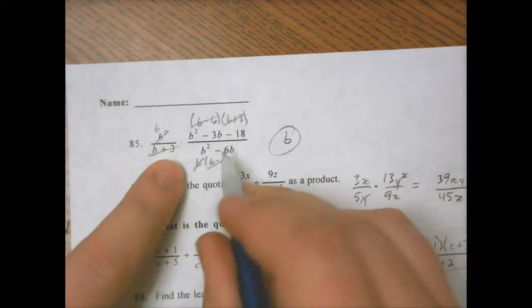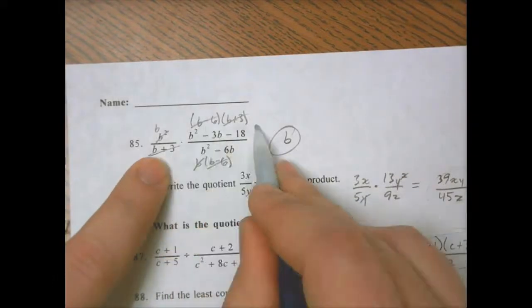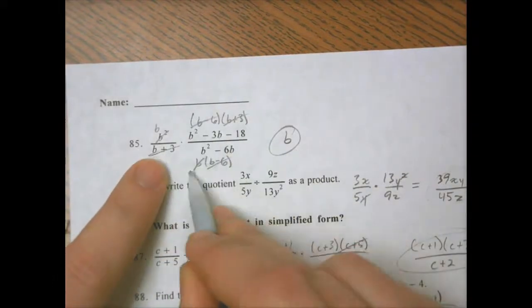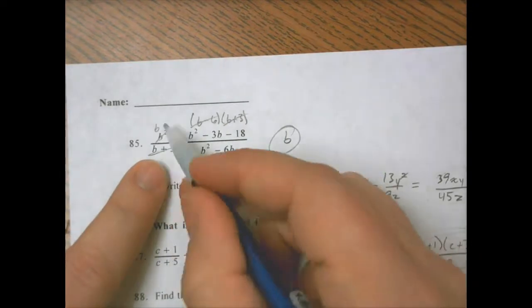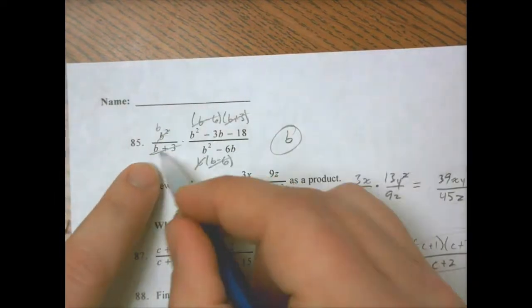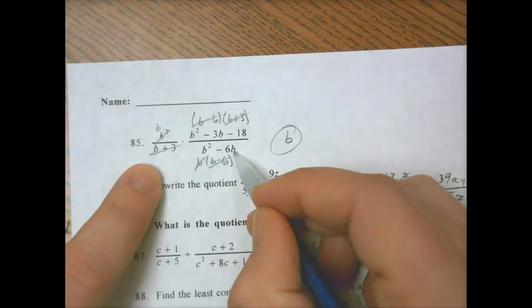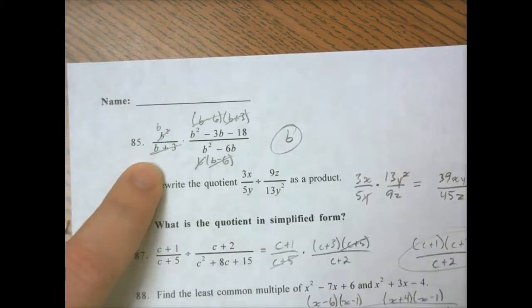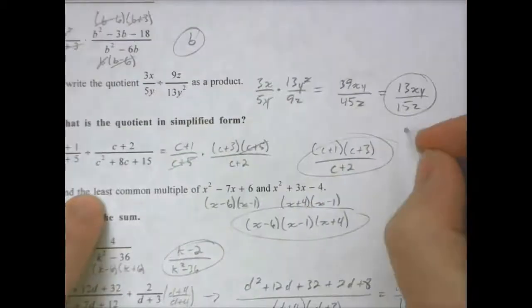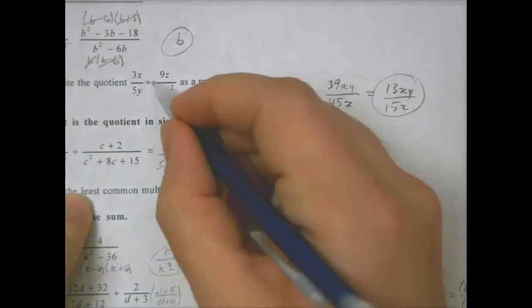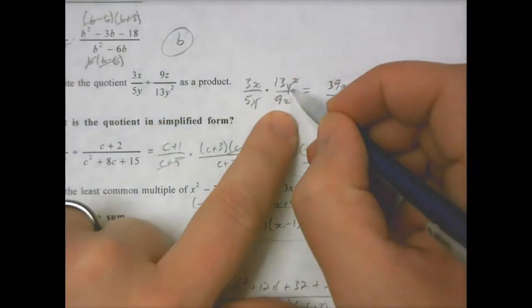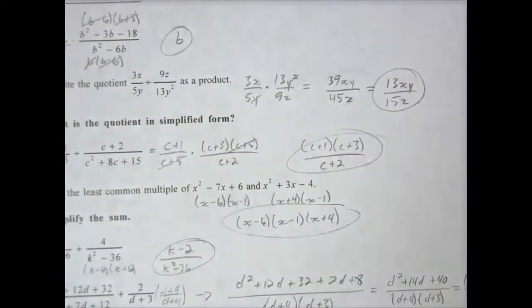All right, sorry. Here, factor, see what divides out. A b and a b go away with that squared. B plus 3 over b plus 3, b minus 6 over b minus 6. So I'm just left with b in the end. Same thing here. Don't forget division turns into multiplication when you flip the second fraction and multiply.